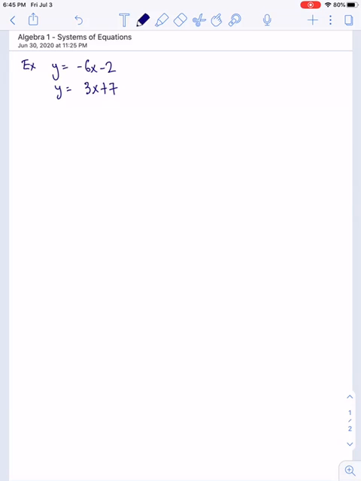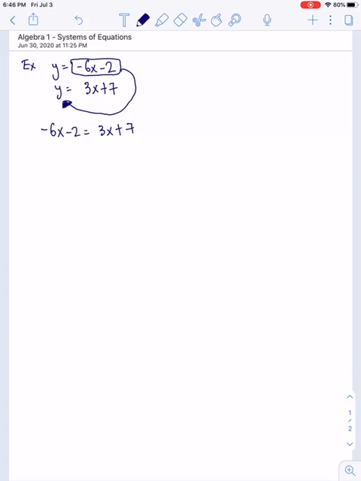That is the question. So first, we're going to take one product of y. It doesn't matter which one, but in this case I'm going to take the first one and plug it into the second equation, and I'll solve for x. Let's go ahead and do that. So when I replace y with negative 6x minus 2, I get negative 6x minus 2 equals 3x plus 7.